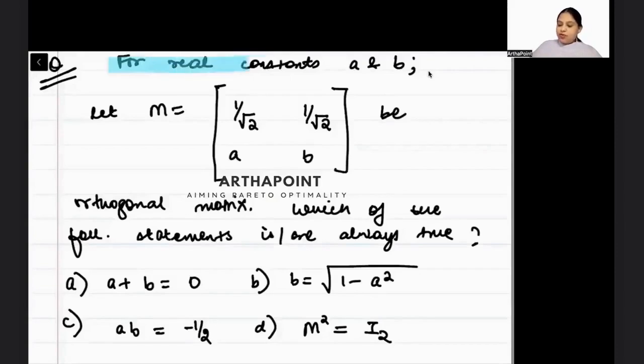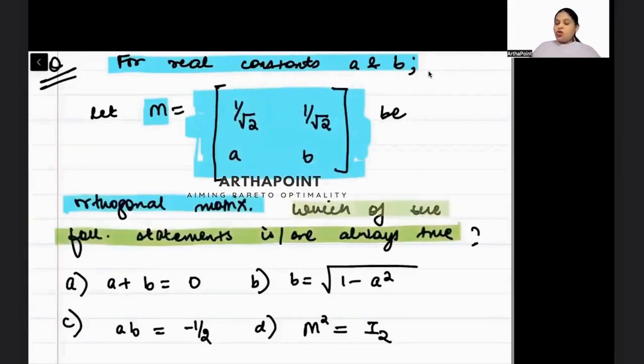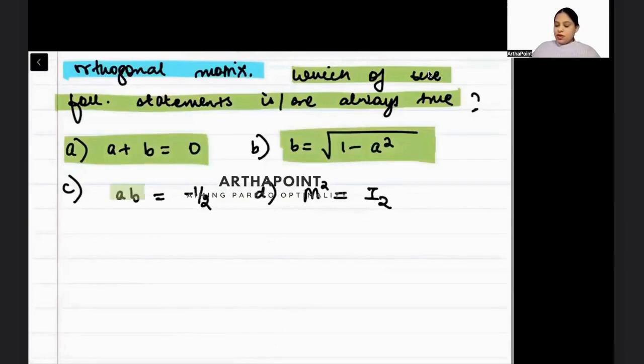Beta, देखो क्या लिखा है? For real constant a and b, let M be a matrix. So this matrix is given to you. And it says that this is an orthogonal matrix. Which of the following statement is or are always true? A plus B is 0. B is equal to 1 minus A square. A into B is half minus half and M square is equal to I2.